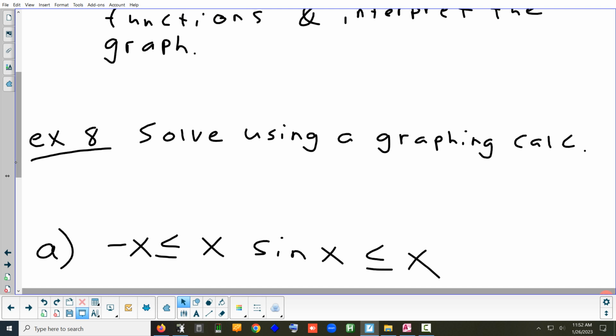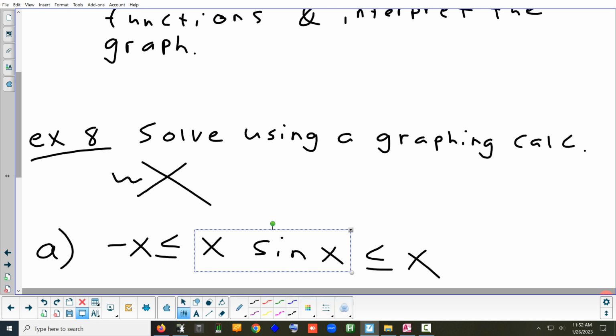So we're going to graph negative x and positive x. Those are going to be my left and my right. Now, negative x and positive x, those are lines with a slope of -1 and 1. So we're going to get kind of an x shape. And we basically are going to want to figure out where this graph is going to be sandwiched in part of the x shape. Okay, kind of like in this section and this section.